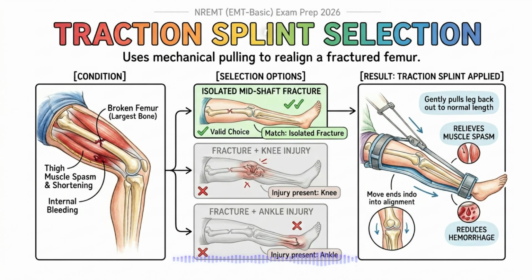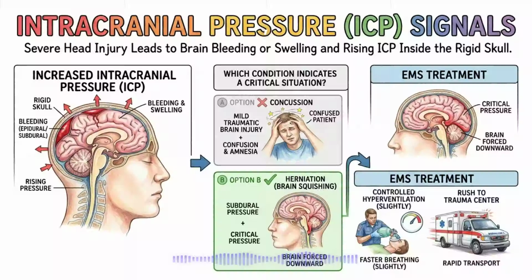A traction splint uses mechanical pulleys to gently pull the leg back out to its normal length, relieving the muscle spasm and reducing the hemorrhage. You must remember that a traction splint cannot be used if the patient has additional injuries to the hip, knee, lower leg, or ankle on that same side.